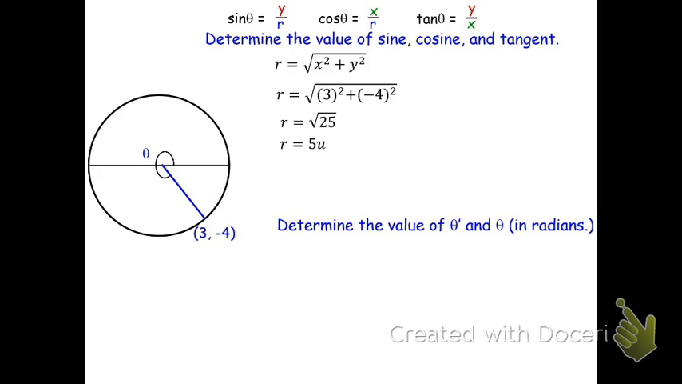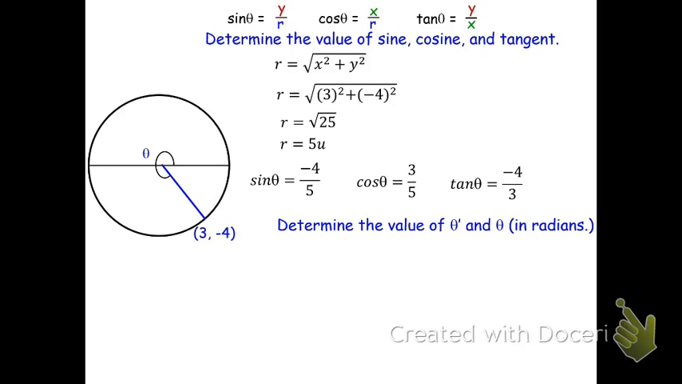Now that I know that, I can write my trig ratios. Sine of theta is going to be y over r, which is negative 4/5. Cosine theta is going to be 3/5, and tangent is going to be negative 4/3. Now I need to pick any one of these three to solve for theta prime. I can use sine, cosine, or tangent.